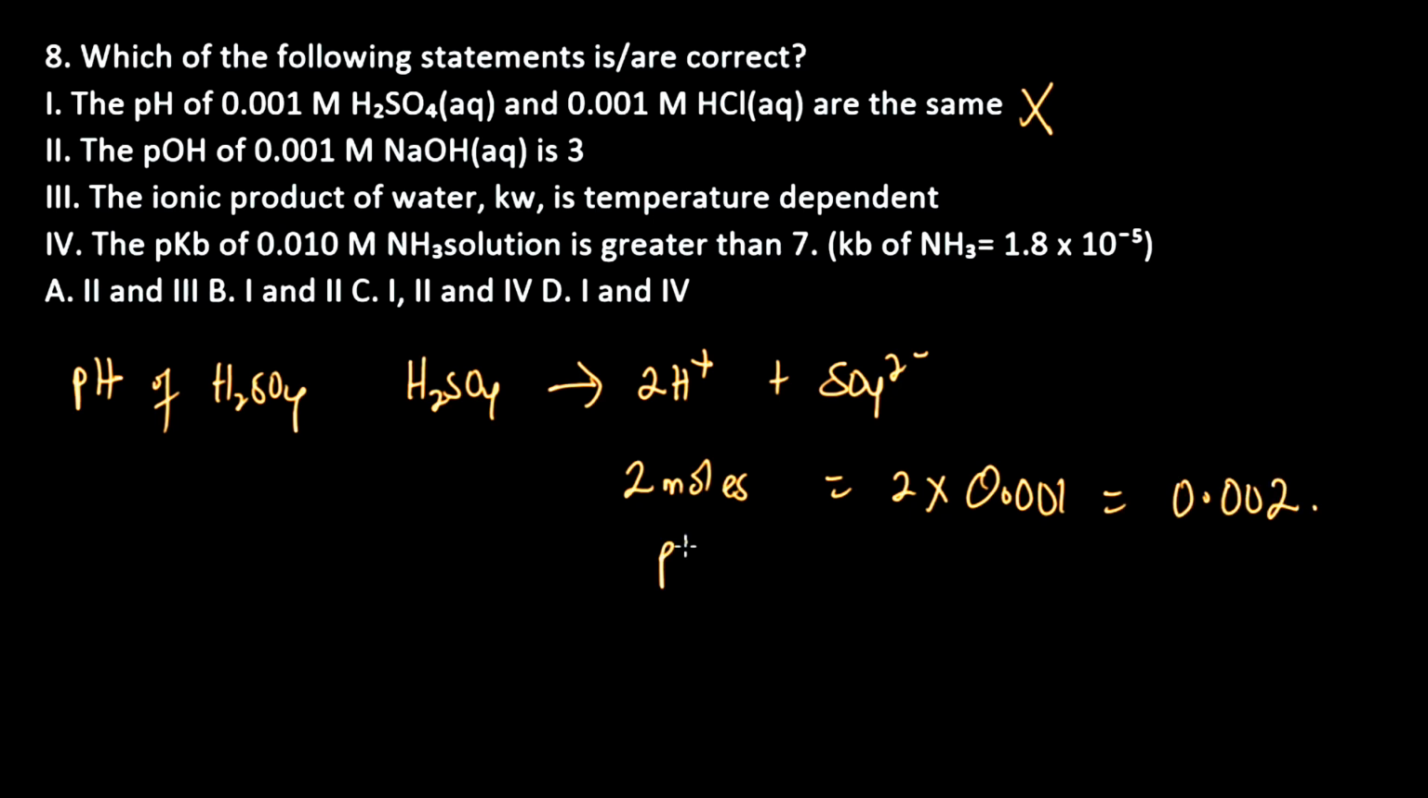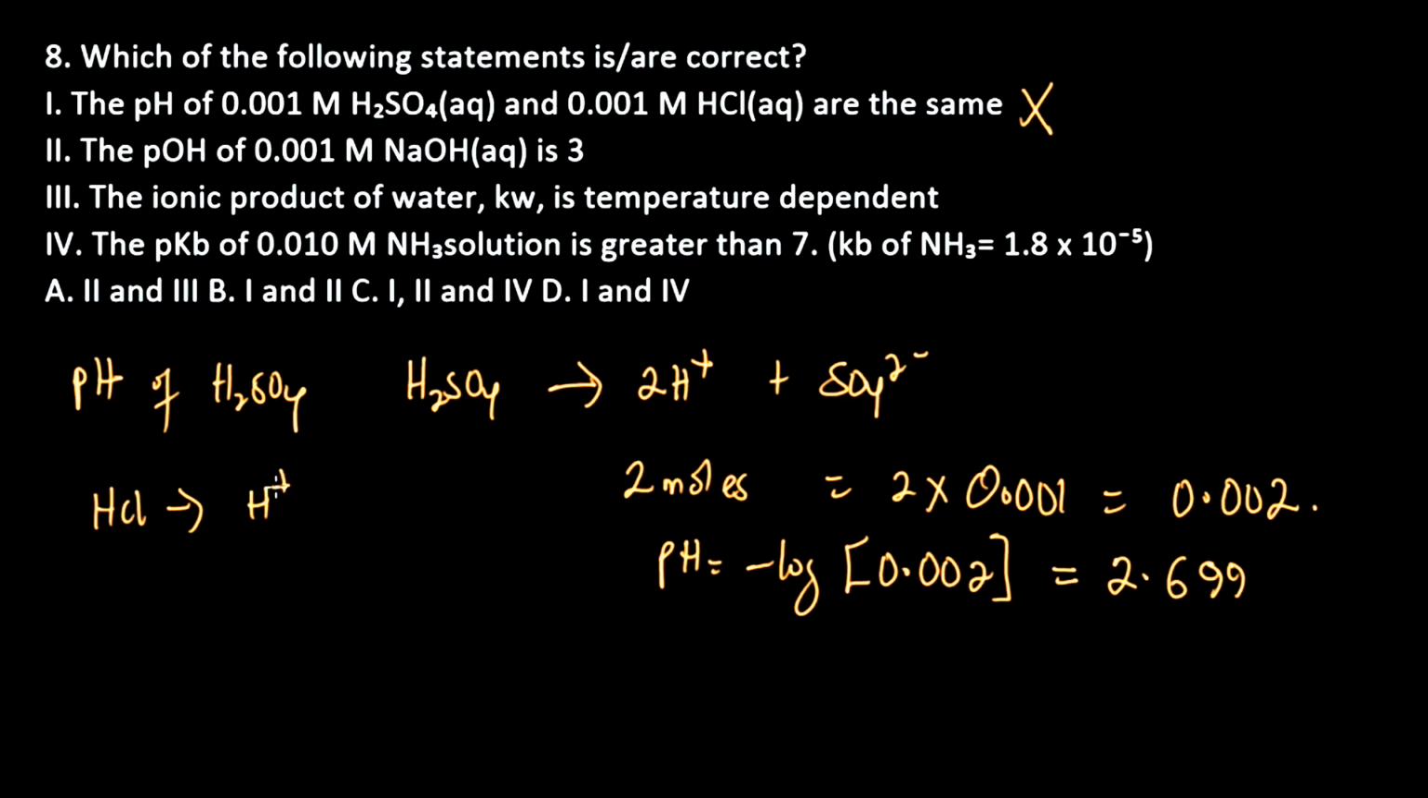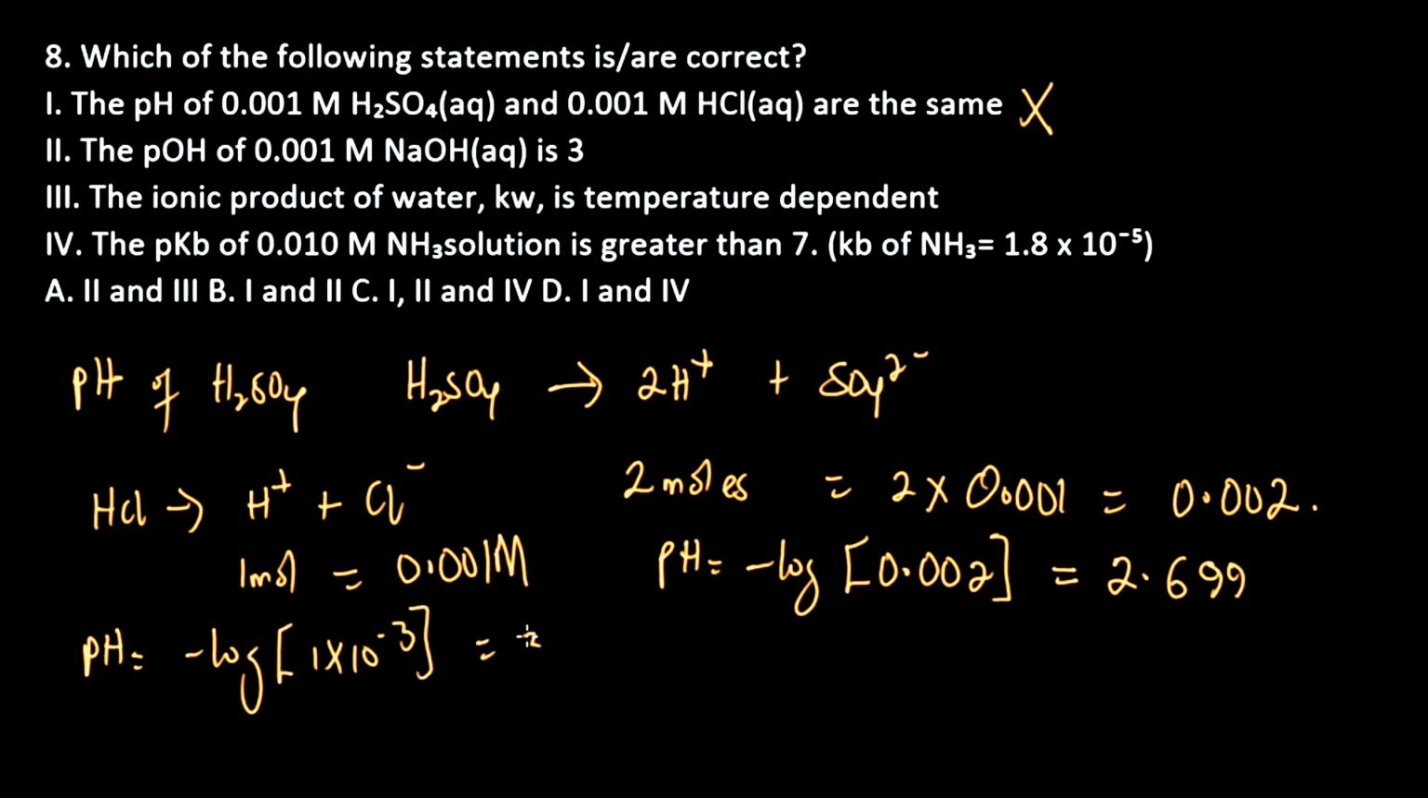which is 0.002. So the pH of this solution is going to be negative log of 0.002, and this should give 2.699. So this is the pH for this. But looking at the second one, HCl is simply H+ plus Cl-. So this is 1 mole, and that is the same as 0.001 molar. So the pH for this is negative log of 1 times 10 raised to power minus 3, right? And so this is 3. So the pH of HCl and H2SO4 are not the same in the same concentration.